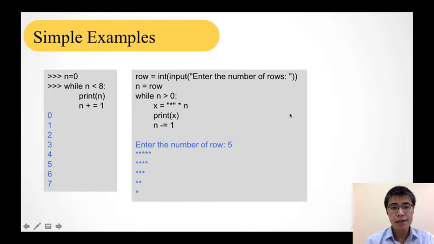Let's see another example. In this example, we want to show some stars on the screen. We get the number of rows, and we want to show the stars in a decreasing order. If we get 5, we show 5 stars in the first line, 4 stars in the second line, 3 stars in the third line, 2 stars in the fourth line, and 1 star in the last line.